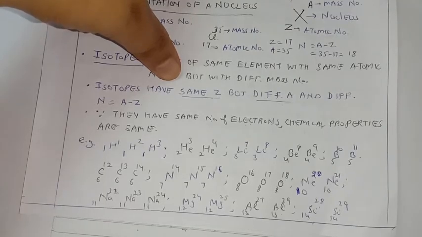These are a few examples of the isotopes, and you must remember at least 3 or 4 examples of the isotopes because they can be asked in the exam.